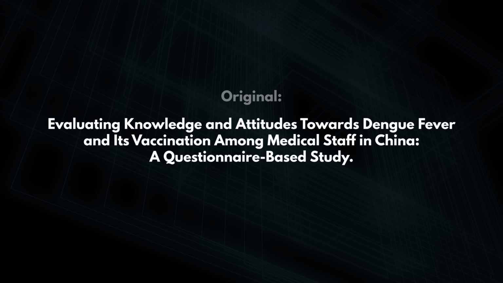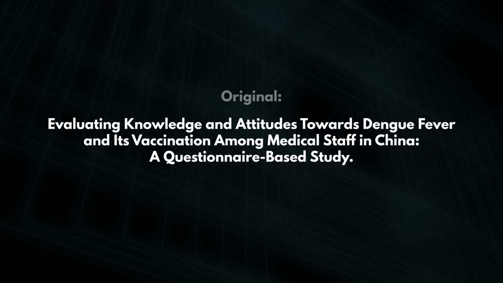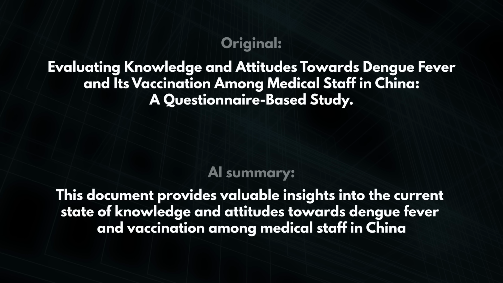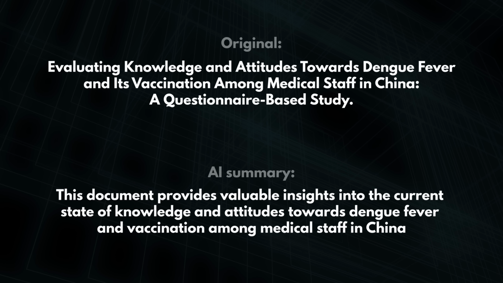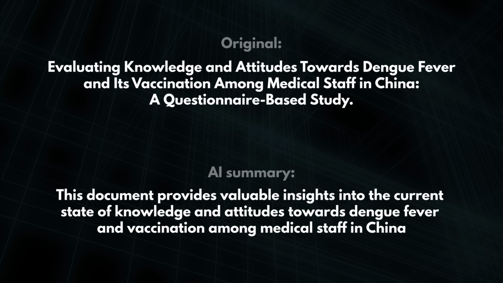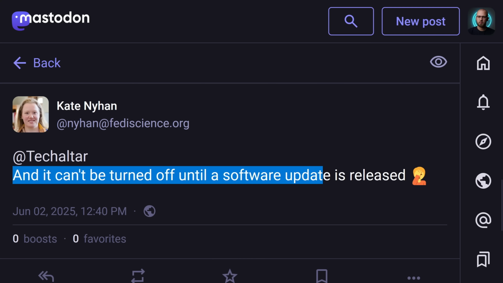So from the title, Evaluating Knowledge and Attitudes Towards Dengue Fever and Its Vaccination Among Medical Staff in China, a questionnaire-based study, the program decided to summarize that and say this document provides valuable insights into the current state of knowledge and attitudes towards dengue fever and vaccination among medical staff in China. That is obviously just rewording things and taking out random details, and who the hell thought that summarizing titles made sense in the first place? Better yet, Kate says that this feature can't be turned off until a software update is released.